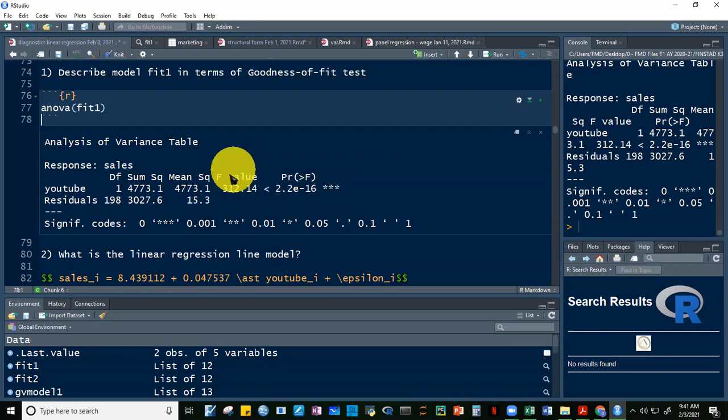And then sa Excel, makukuha natin yung P value given your F value is 312.14. So this is quite high. So ang P value natin magiging very low, no? And that's good. Ibig sabihin nun, we're rejecting the null hypothesis that beta null and beta 1 are equal to 0. Beta null is the intercept. Beta 1 is the parameter YouTube.